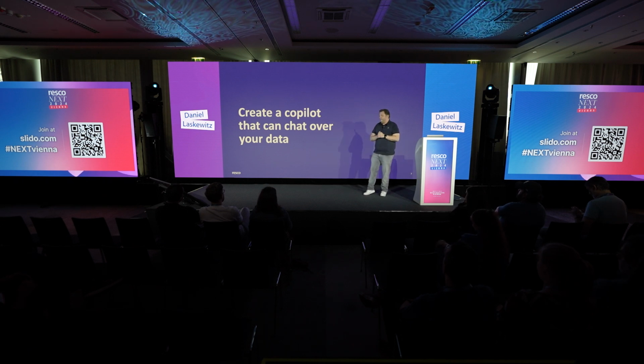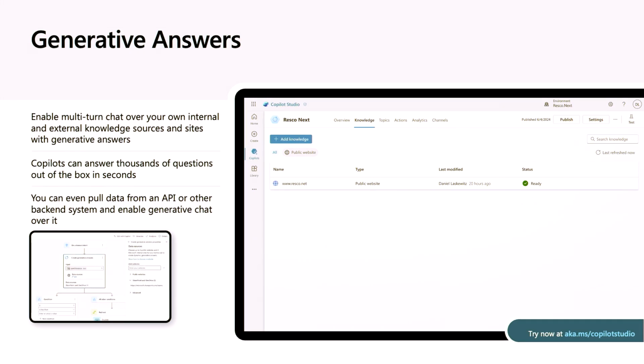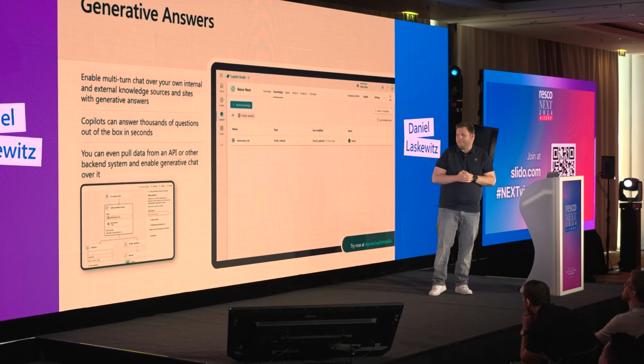So let's talk about creating a Copilot that can chat over your data. We have a feature within Copilot Studio called Generative Answers, and that will enable you to use external websites. If you have your own company website and you want to add that to your Copilot, you can do that easily. You can also add SharePoint sites and chat over the documents that are in that SharePoint site. And it will generate a whole bunch of details on those documents and websites. I'm going to show that in a demo, because I can talk about it for ages, but I also want to show it to you.